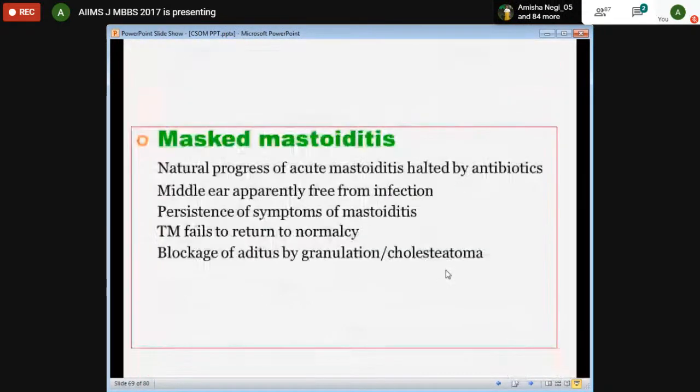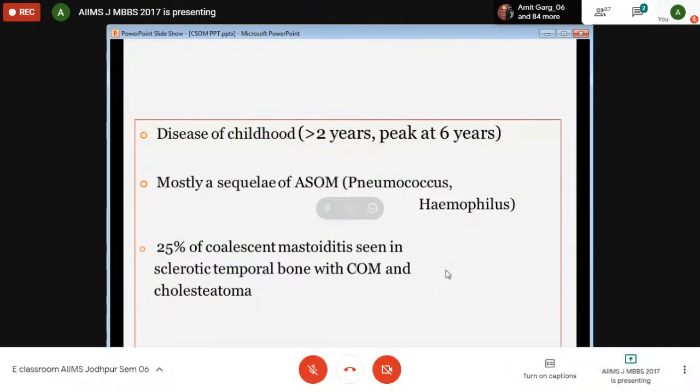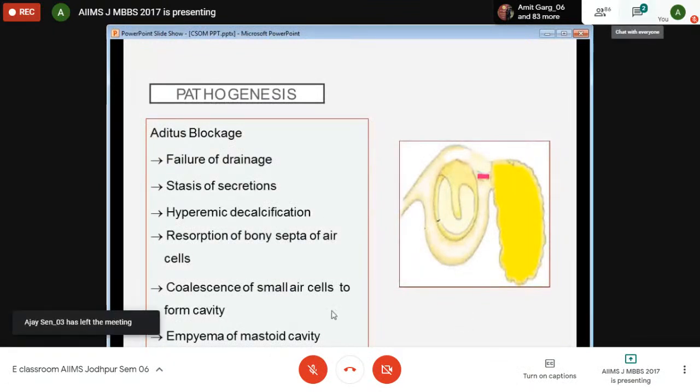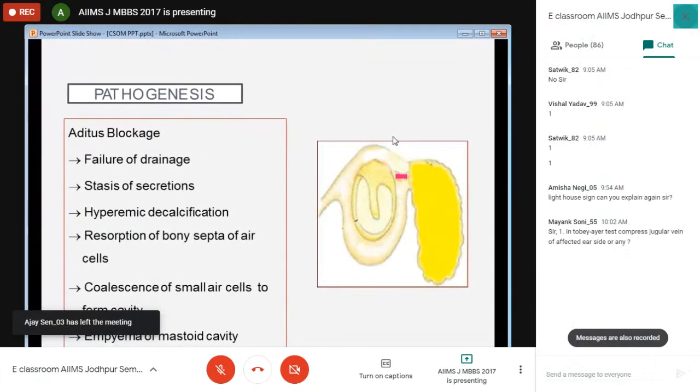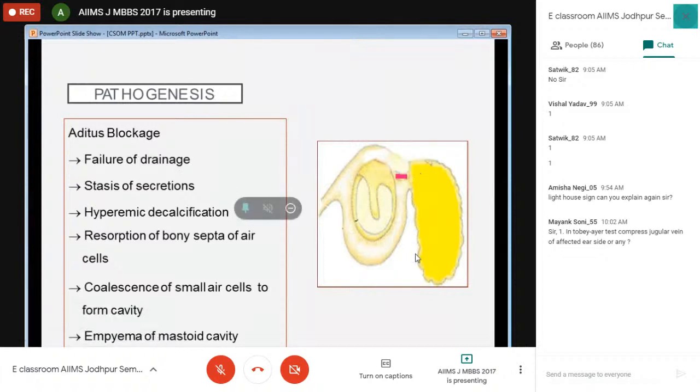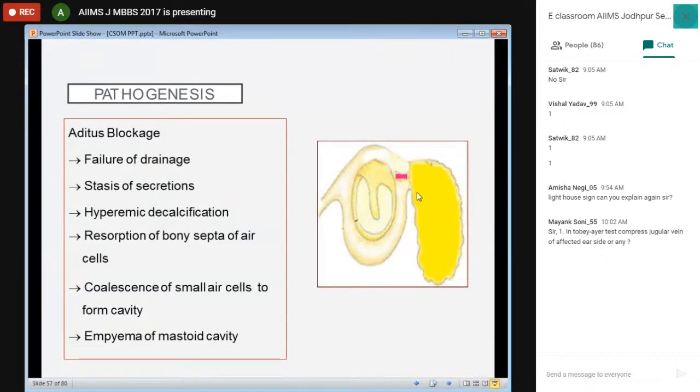So, lighthouse sign. See, this is our middle ear. This is the mastoid region. This is a big area. When pus is formed in the mastoid region, it is connected to the middle ear through this aditus. Through this aditus, pus is coming out in the middle ear, but it is not getting a way out. There is a small perforation in the tympanic membrane through which this pus is coming out.